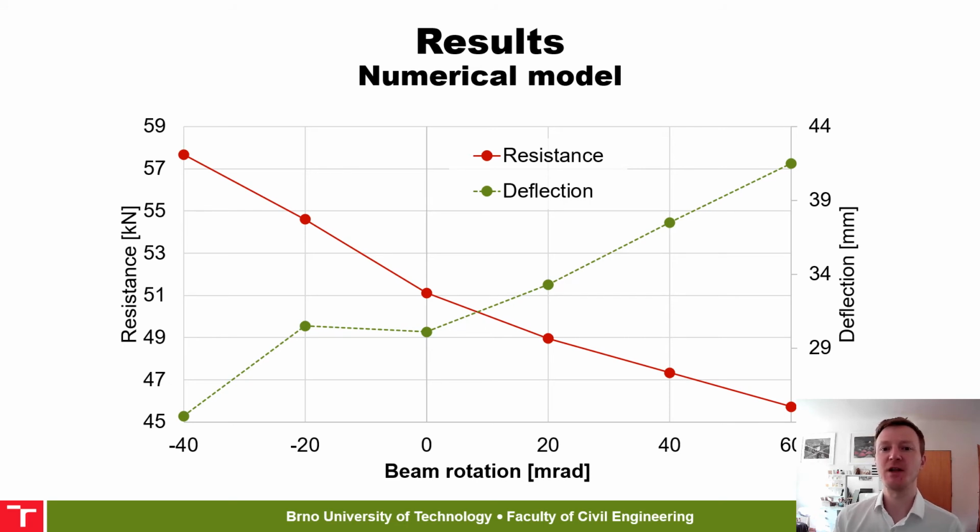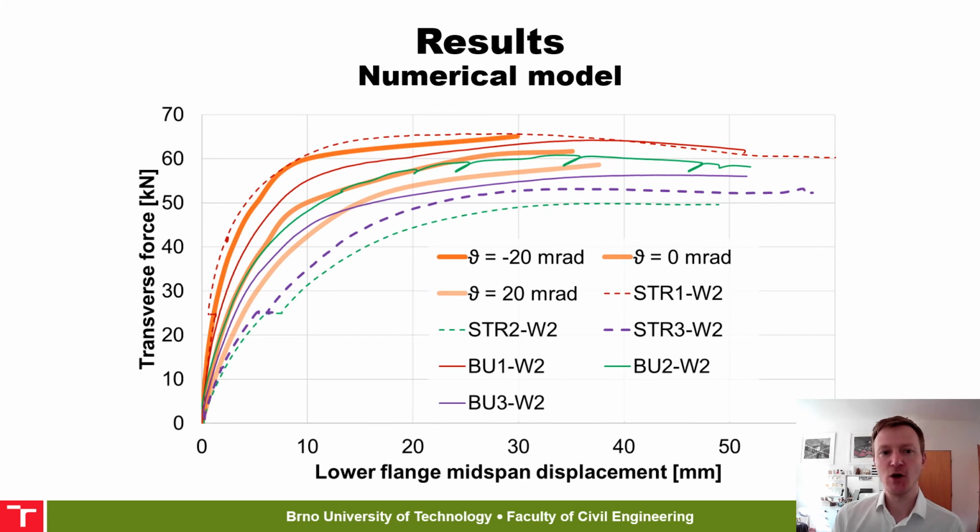Note that 40 milliradians rotation can be achieved just by standard hall allowances, so it may not be entirely unusual. We have also compared the model with stiffeners. The resistance again depends on the initial imperfections and beam rotation. Again, the compliance is very good.